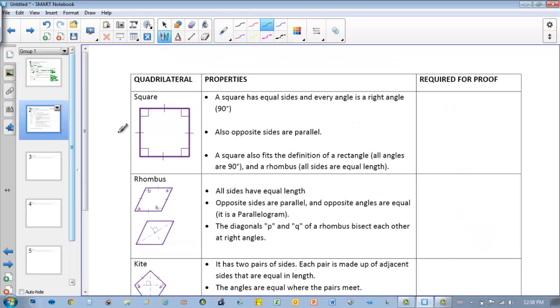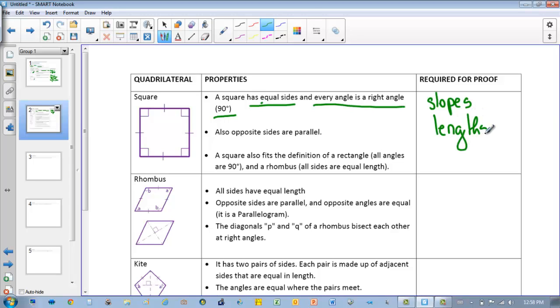Okay. A square has equal sides and every angle is 90 degrees. So we have to find the slopes to prove that adjacent slopes are negative reciprocals and opposite slopes are equal, but we also have to find the lengths of each side to prove that the lengths are the same, they're equal.